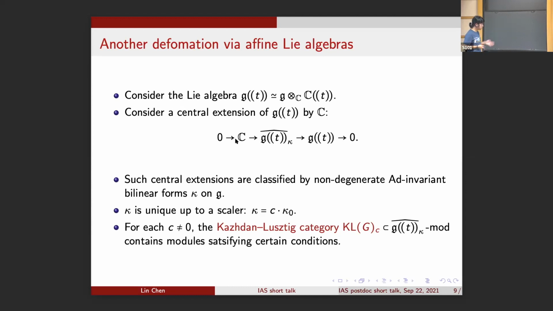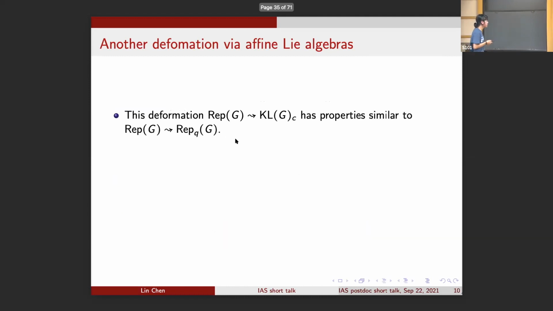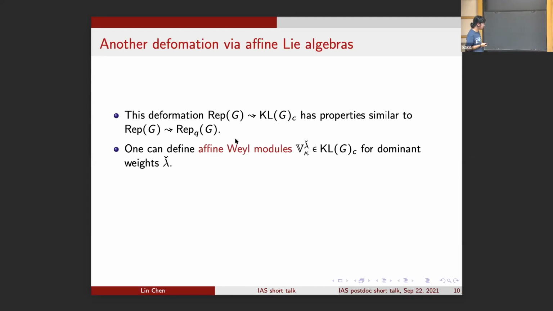And inside it, there's a smaller category called the Kazhdan-Lusztig category. Its objects satisfy certain conditions. Let me say it in words. You require the center C to act by scalar multiplication, and you require modules to be integrable for the arc group. So it's just some small category. Okay, so now it will be a deformation of RepG that satisfies similar properties as the previous quantum deformation.